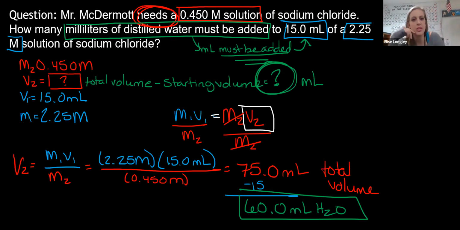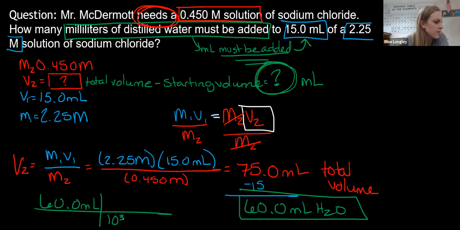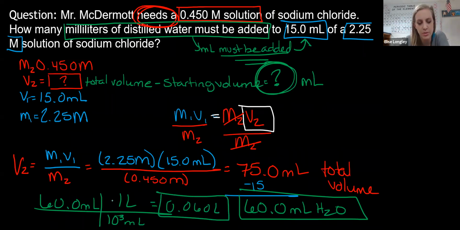If you have to change it between liters and milliliters, so say it asked for it in liters, you would do that same 60.0 milliliters, and I would do the 10 to the third milliliters in 1 liter to convert it to be 0.060 liters. So you would just use that known factor, the 10 to the third and the 1, to be able to do that. Okay.